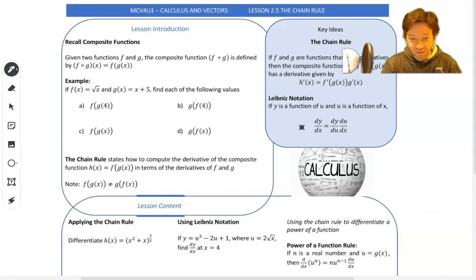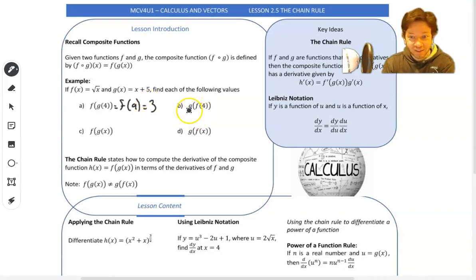And so a composite function looks like this. We could have two functions, say f of x is the square root of x, and g of x is x plus 5. So then what would be f of g of 4? Well, g of 4 would be 4 plus 5, which is 9. So then what you're trying to find is f of 9. So sub 9 in here, square root of 9 is 3.